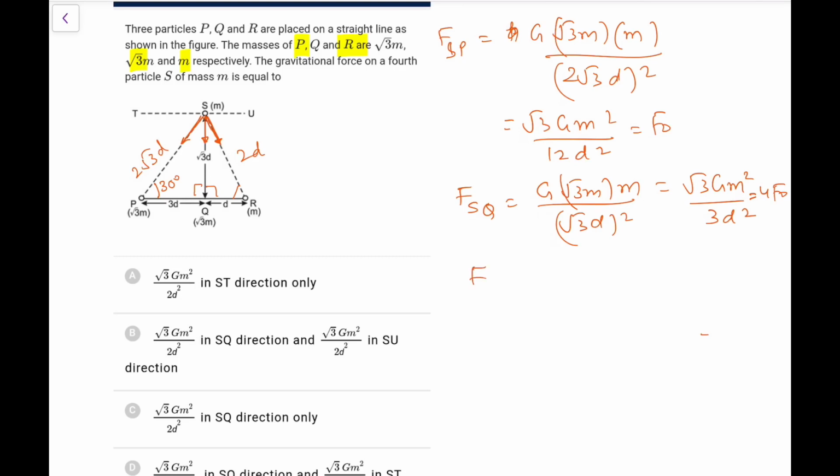Now f on S due to R would be G m into m upon 2d whole square, that is G m square by 4d square. So if that was f naught, this would be root 3 f naught. I can write 3 by root 3, that would be root 3 f naught. So this one is root 3 f naught, this one is f naught, and this one is 4 f naught.